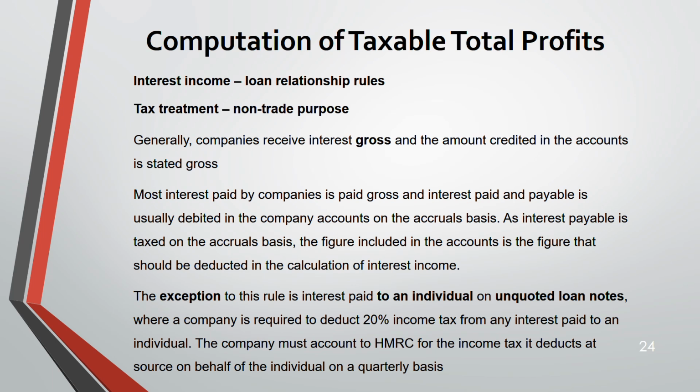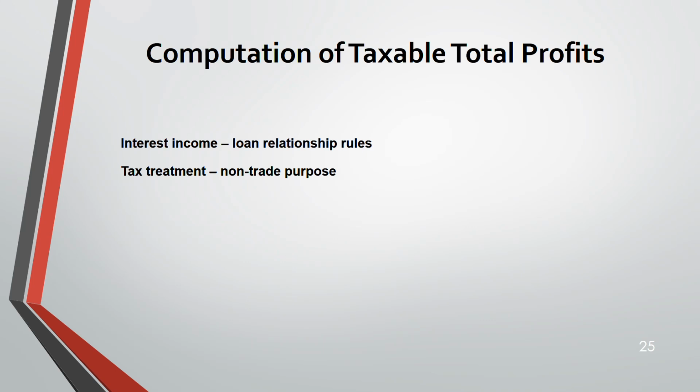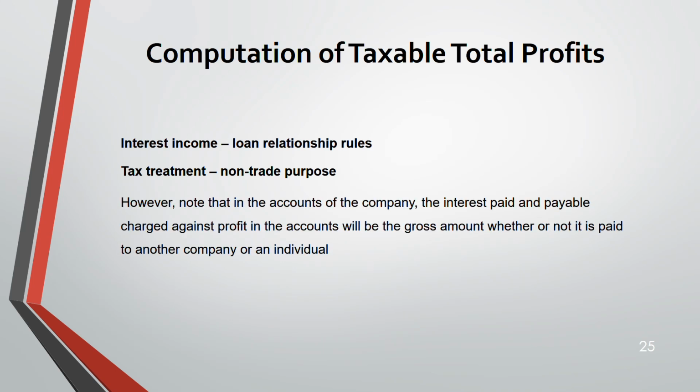When interest is paid to an individual on unquoted loan notes, there it is not gross. There you have to deduct 20% income tax from any interest paid to an individual. So the company has to deduct that 20% income tax. The company must account to HMRC for this income tax. It deducts at source on behalf of the individual on a quarterly basis. Now, in the accounts of the company, interest paid and payable charged against profits will be the gross amount. Okay, whether it is paid to another company or an individual.